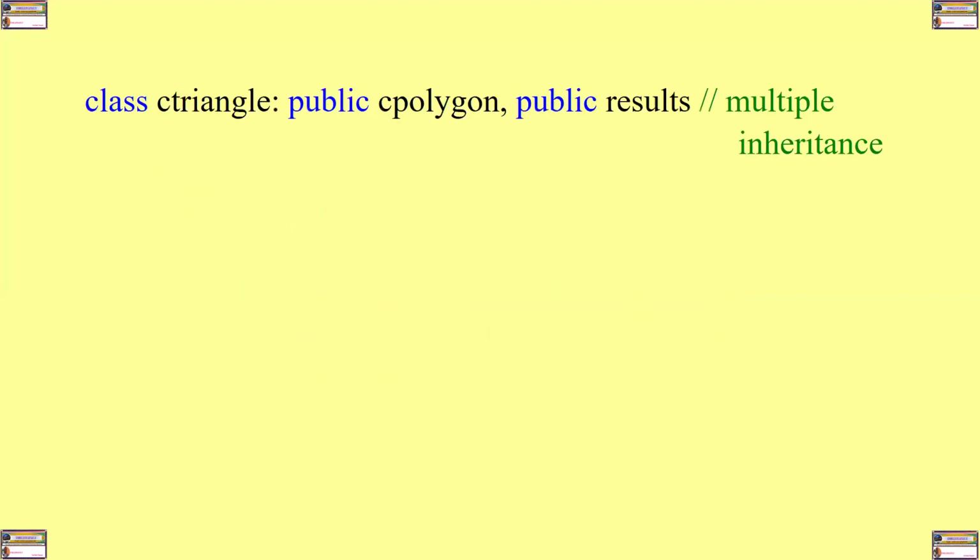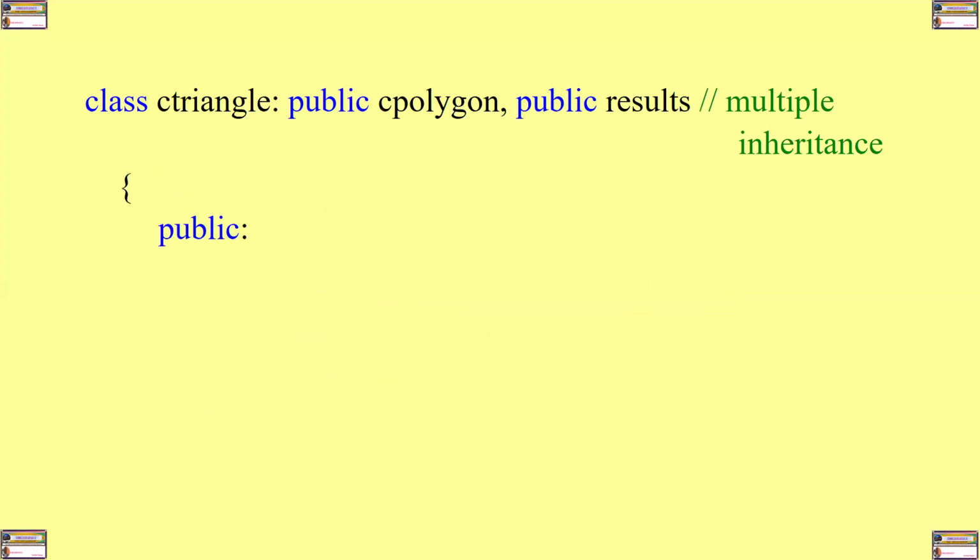Then we have our class called cTriangle. This class is the derived class. It's going to inherit the properties of two classes, one of them being cPolygon and the other one being results. And that's how we implement multiple inheritance.